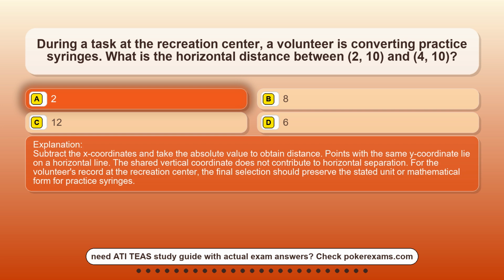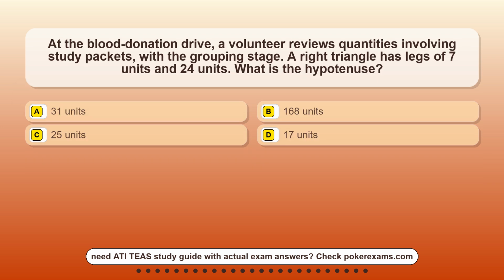Subtract the x-coordinates and take the absolute value to obtain distance. Points with the same y-coordinate lie on a horizontal line. The shared vertical coordinate does not contribute to horizontal separation. For the volunteer's record at the recreation center, the final selection should preserve the stated unit or mathematical form for practice syringes.